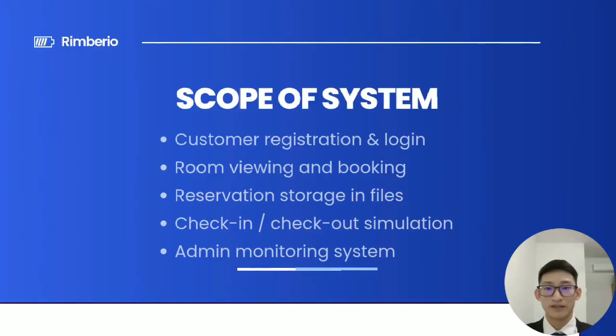The third scope is reservation management. Customers can create reservations and view reservation records. The fourth scope is check-in and check-out simulation. These functions imitate real hotel operations. Finally, all customer and reservation information is stored and managed using text files. These features form the core functionality of our hotel reservation system.